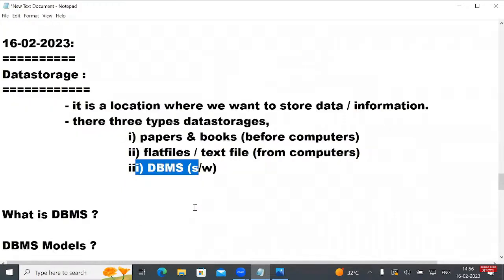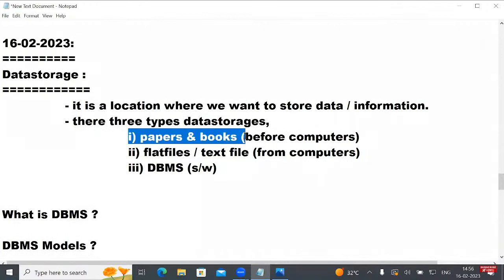So now these are the data storages. I don't want to explain about books and papers because all of you know what kind of problems and drawbacks there are. It is a manual system. I require more manpower for maintenance and it is highly expensive. Whenever my manpower increases, automatically my expenditure also increases. And only very small data can be managed and maintained; big data I cannot manage and maintain in my books and papers.